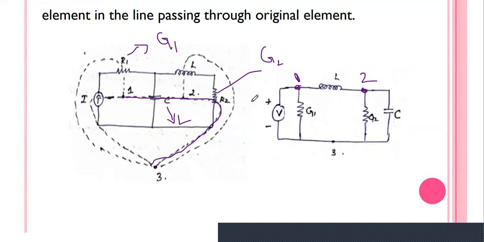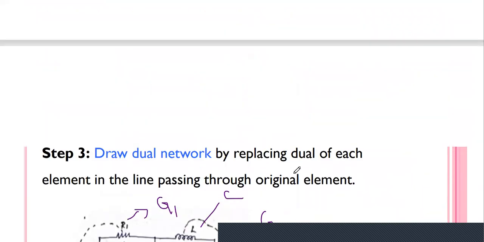Similarly, node 2 is connected with node 3 via the inductor. What is the dual element for the inductor? It's a capacitor. So you just connect a capacitor in between node 2 and node 3. So this is the dual network for our given circuit. Okay, so this is the procedure in order to draw the dual network.